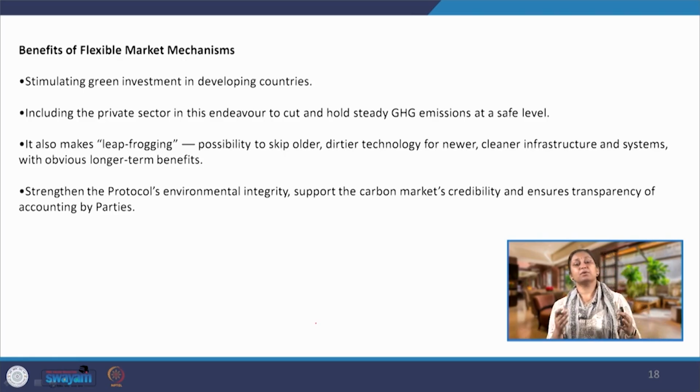At the end of the day, when we were talking about climate change risks, we saw that the economic risks due to transition are also significant, they are substantial. This is where this mechanism eases the transition, because the country which is in the mode of transition is not the one who is paying; there is somebody else who is paying. So, it is kind of win-win for everybody. And overall it strengthens the protocol's environmental integrity, and it supports the carbon market's credibility and ensures transparency of accounting by parties.